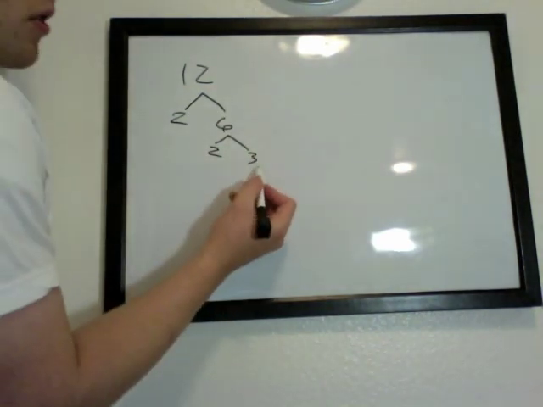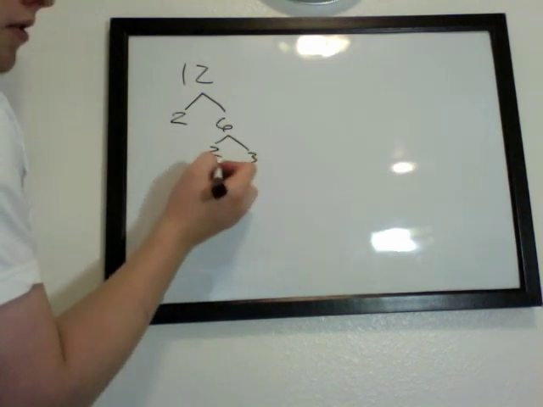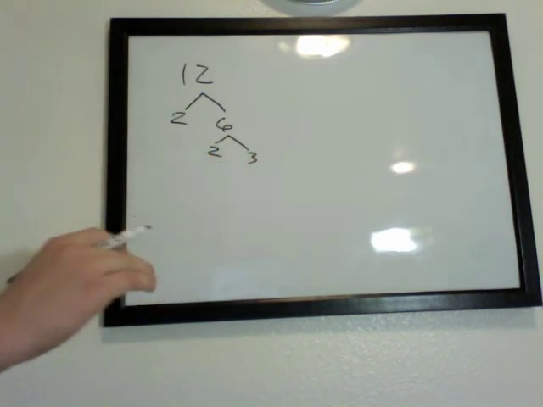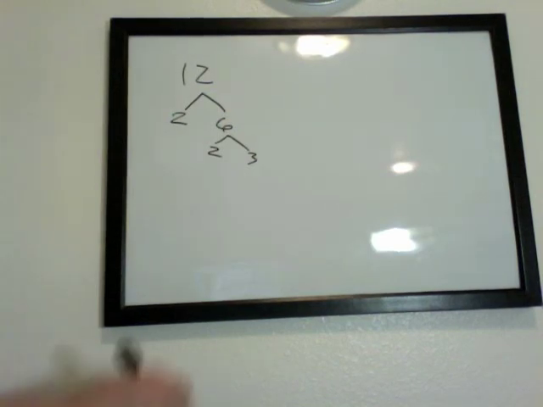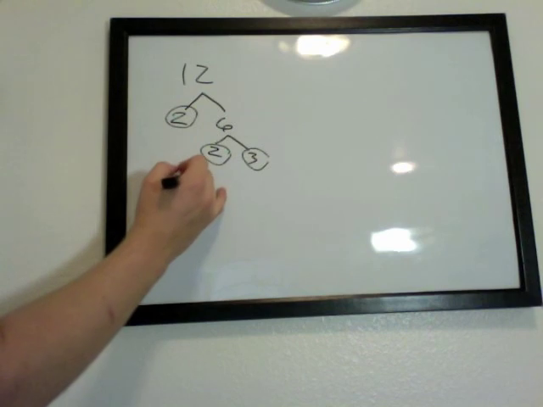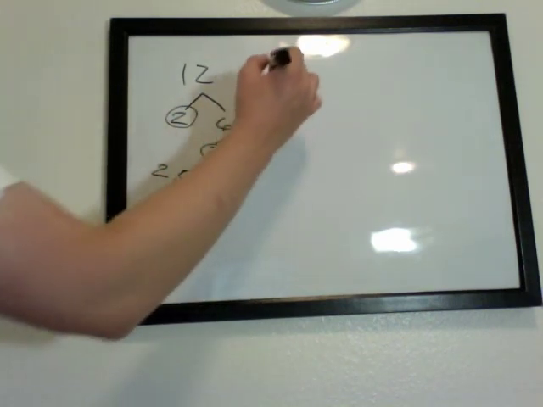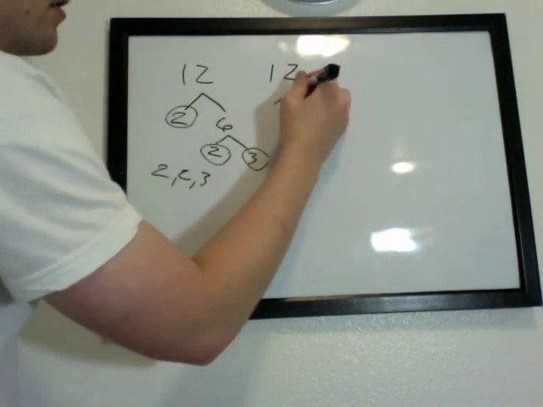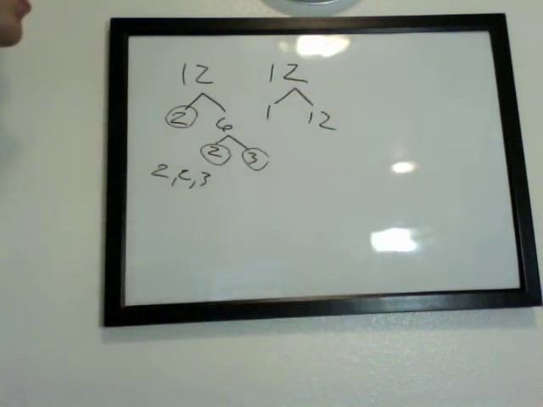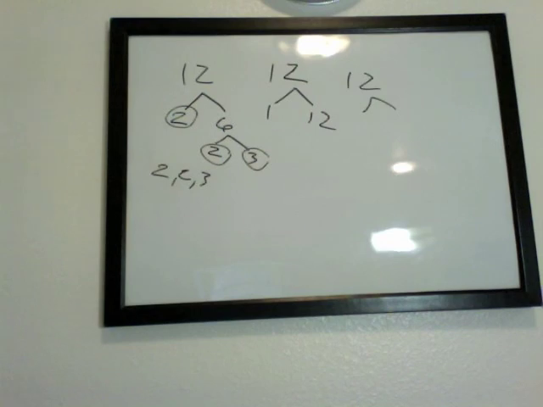No numbers can go into 3 except for 1 and 3. And no numbers can go into 2 except for 1 and 2. So these are the primes, and that's what we're looking for. 2, 2, 3. Now we can do 12 a different way. 1 and 12. We can also do 12 as 3 and 4.